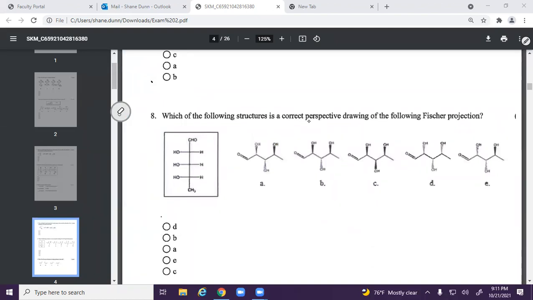Okay. Number 8 sucks, so we're going to make a model kit. You guys have not done this class yet, so it's easier to see this.